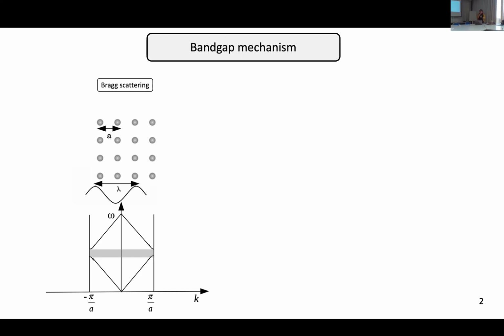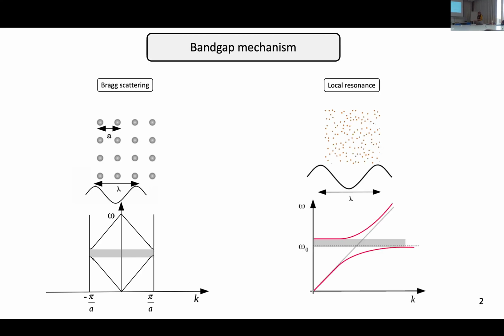But there is one thing about Bragg scattering, and that's the fact that the periodicity, like that A that you can see in the figure, has to be in the order of the wavelengths, which is not very desirable if we have very long wavelengths.